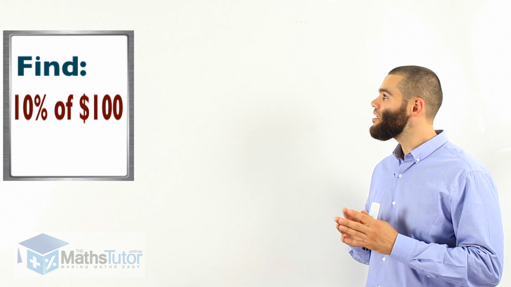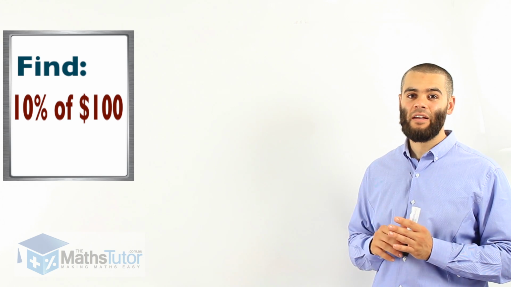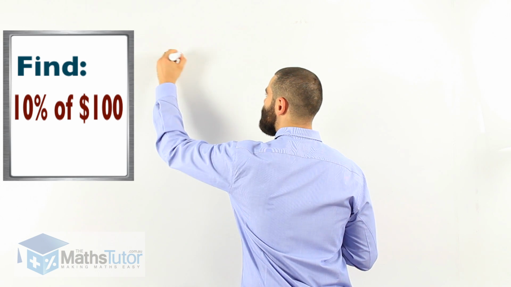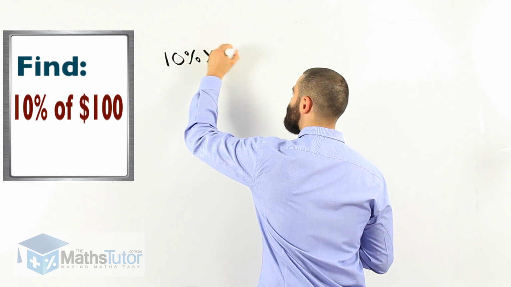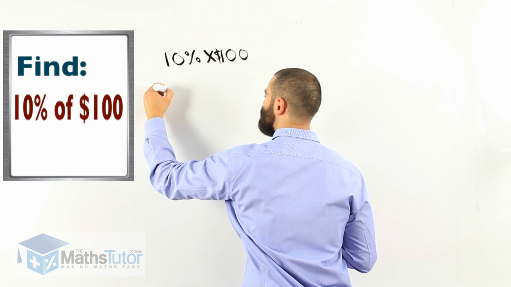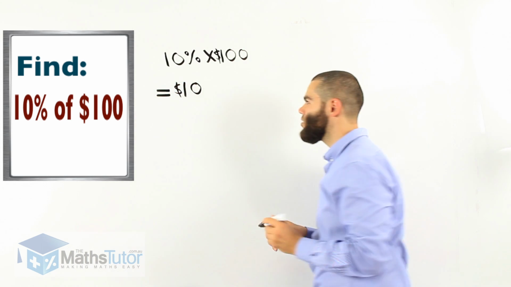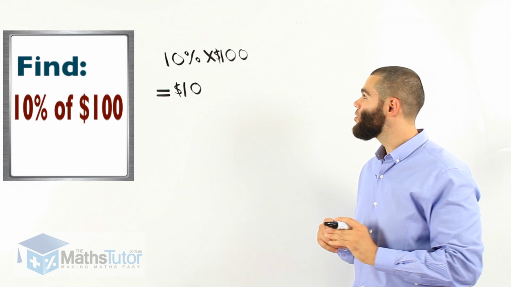We are asked to find 10% of $100. The word of in maths means multiply. So 10% times 100. Grab your calculator and let's do this together. So 10% times $100 will be $10. 10% times 100, put it in your calculator, will be $10.